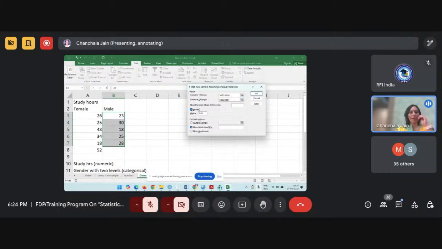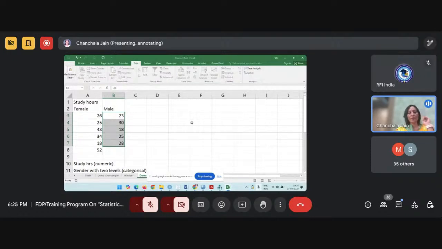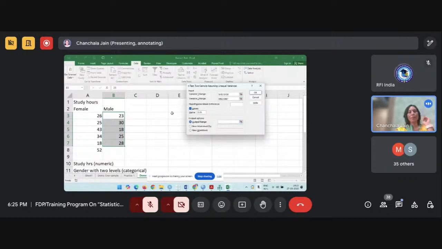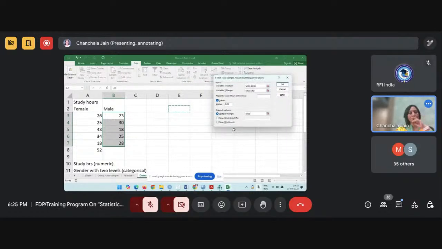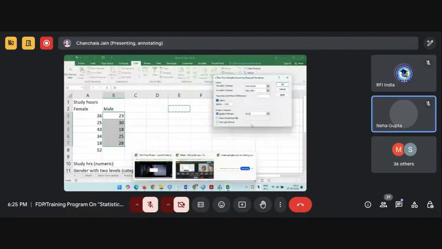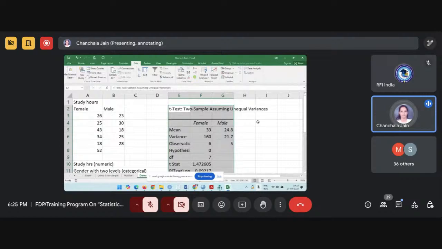By default, the alpha value, that is the level of significance, is 5%. If you want to make any changes, you can come into the box and change the percent value, right? Output options are 3. I'll go with the first one, and I need to give here the blank cell where I want to generate my output. Till here, everyone is okay? Shall I proceed with OK? Yes, ma'am. Click on OK. You will be getting the output for unequal variances.